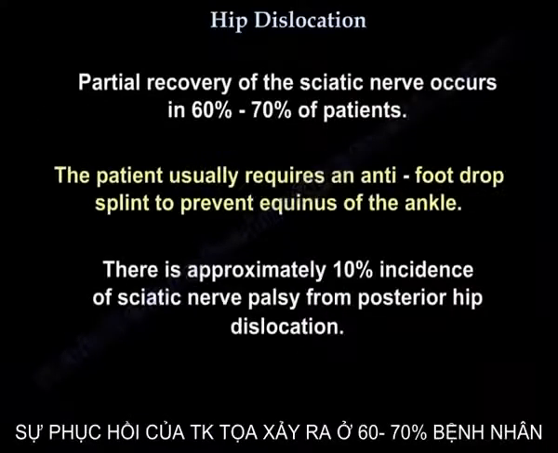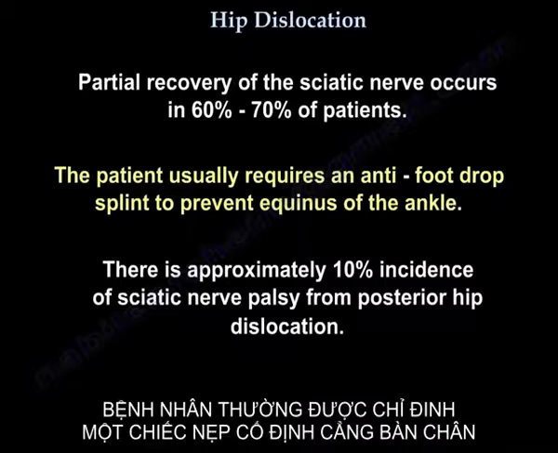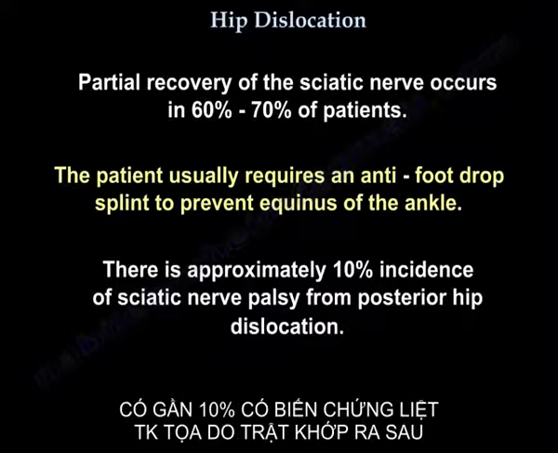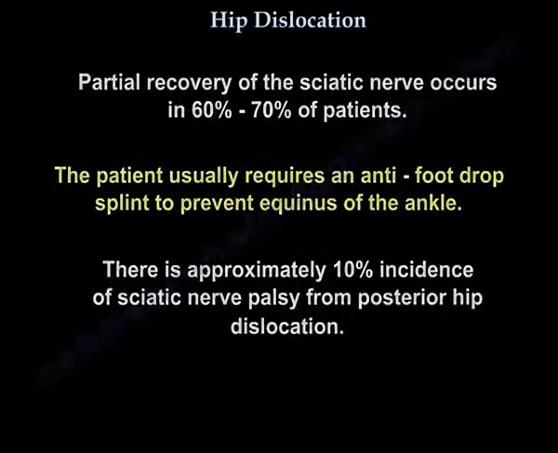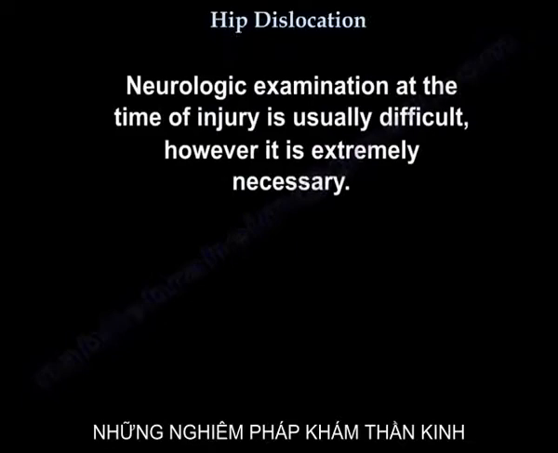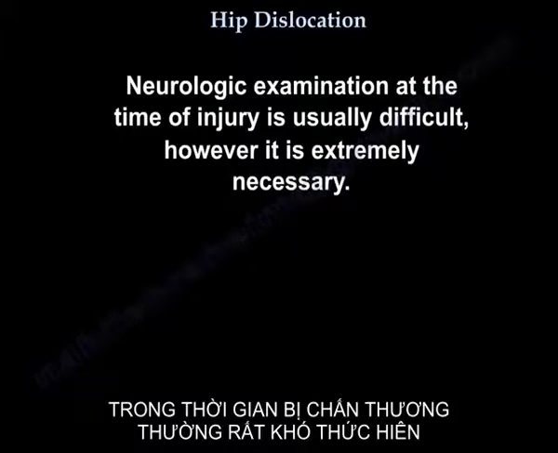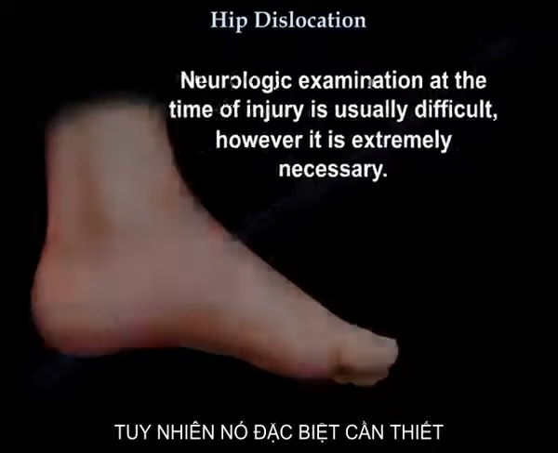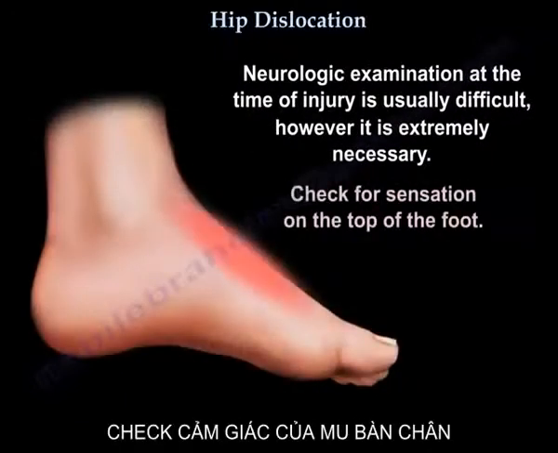Partial recovery of the sciatic nerve occurs in 60 to 70% of patients. The patient usually requires an anti-foot drop splint to prevent equinus of the ankle. There is approximately 10% incidence of sciatic nerve palsy from posterior hip dislocation. Neurologic examination at the time of injury is usually difficult, however, it is extremely necessary. Check for the sensation on the top of the foot.